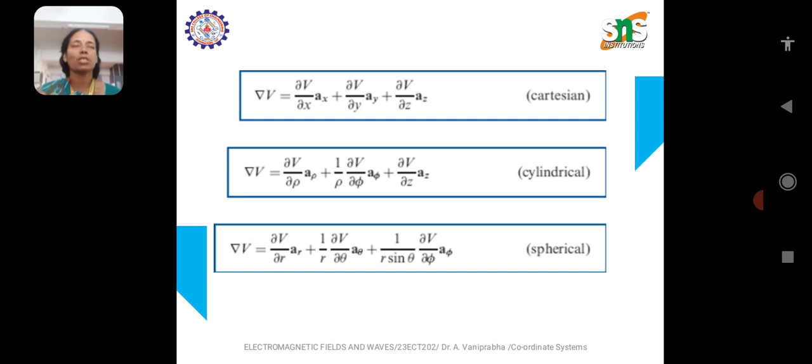Dou by dou x ax into V, plus dou by dou y ay into V, plus dou by dou z az into V. In cylindrical, del V is equal to dou by dou rho a rho into V, plus 1 by rho dou by dou phi a phi into V, plus dou by dou z az into V. Whereas in spherical, the gradient of V is dou by dou r ar into V, plus 1 by r dou by dou theta a theta into V, plus 1 by r sin theta dou by dou phi a phi into V. So this representation is important while solving numerical problems.